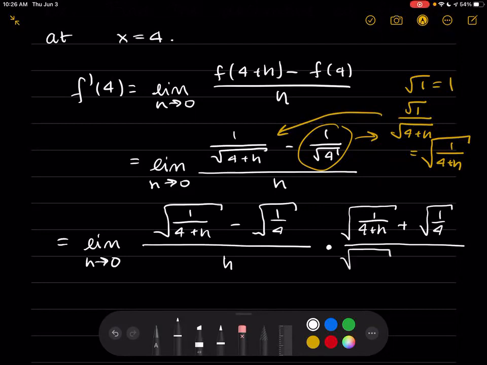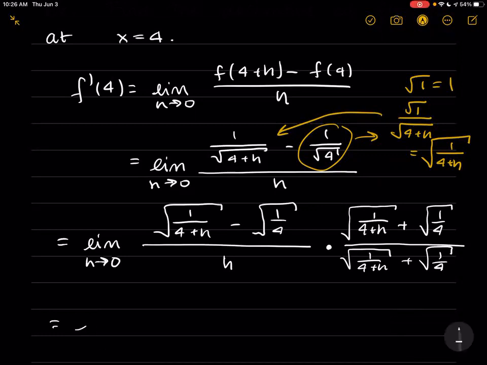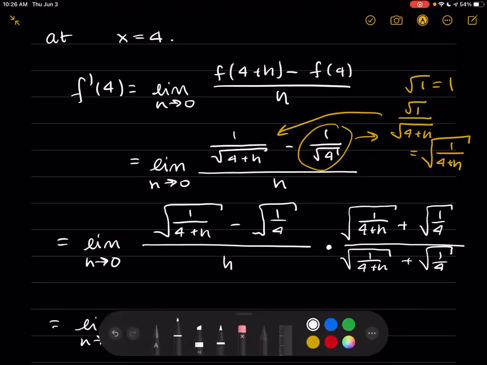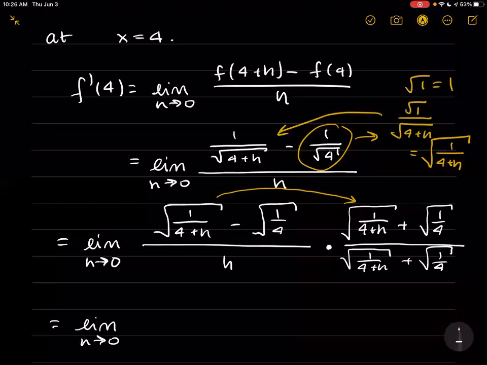over the same thing, like that. Okay, and then if we FOIL that out, we get square root of 1 over 4 plus h times square root of 1 over 4 plus h. So that's going to be the square root of 1 over 4 plus h squared, right? So this cancels out. We just get 1 over 4 plus h.